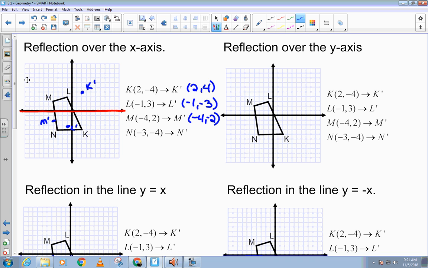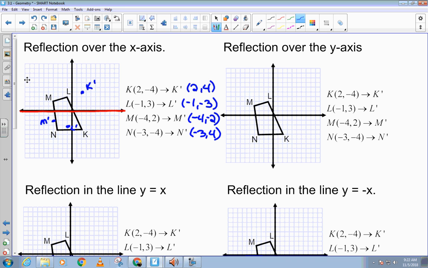Now, look at these coordinates compared with the pre-image. Do you see a pattern? No? What's opposite? One of them's opposite. Which one? The y, right? In all three cases, the x stayed the same, right? But the y changed signs, yes? Okay? So if that's the case, then what should N prime be? -3, 4.